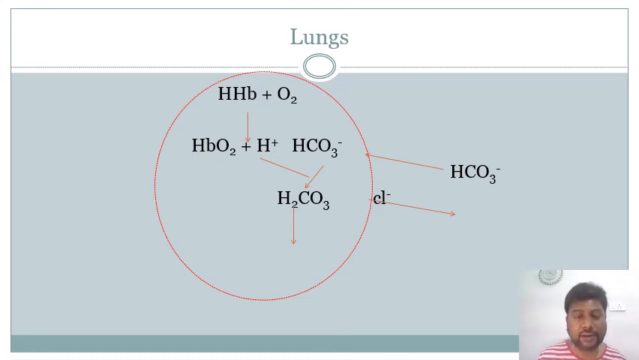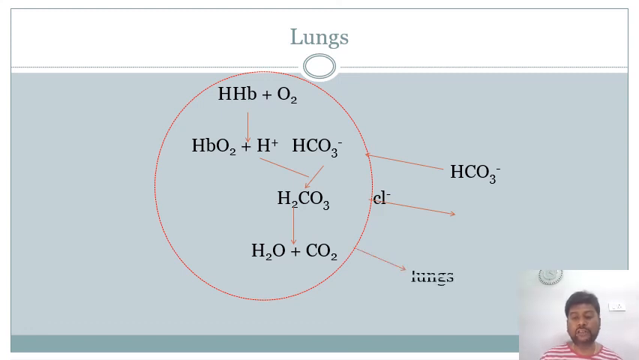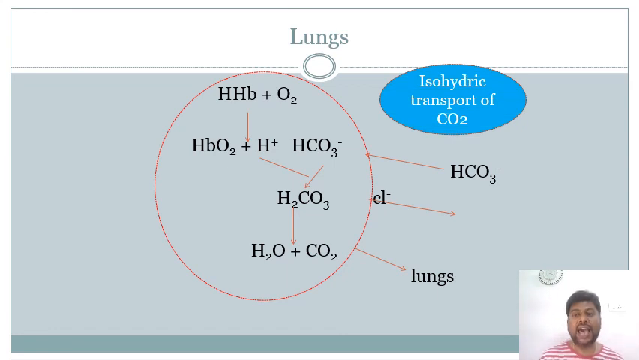Now coming back to the equation. Once the carbonic acid is formed, it will dissociate to form carbon dioxide and water, and that carbon dioxide will be exhaled out through the lungs. This is how the carbon dioxide formed in the tissue is taken to the lungs by the hemoglobin without affecting the pH of the blood. This function of hemoglobin is called isohydric transport of carbon dioxide.